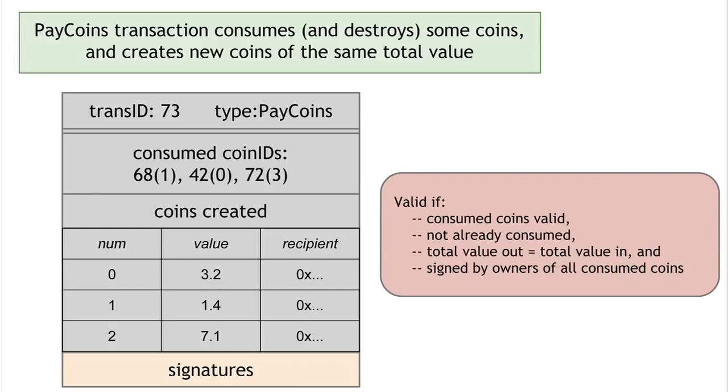Scroge will accept it. He'll write it into the history, into the blockchain, and everyone will see that this transaction has happened. One thing to note about this scheme is that coins are immutable. Coins are never changed, they're never subdivided, they're never combined. All they are is created once in one transaction and then later consumed in some other transaction.